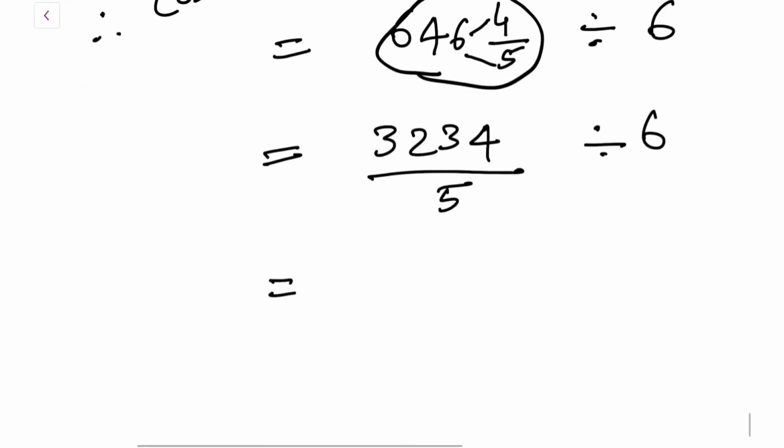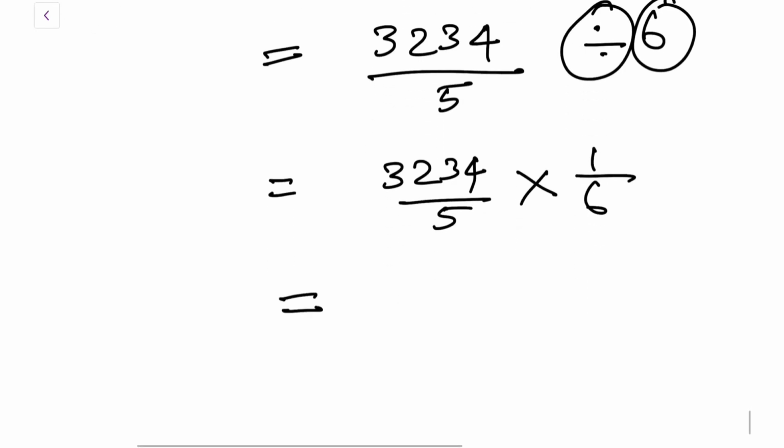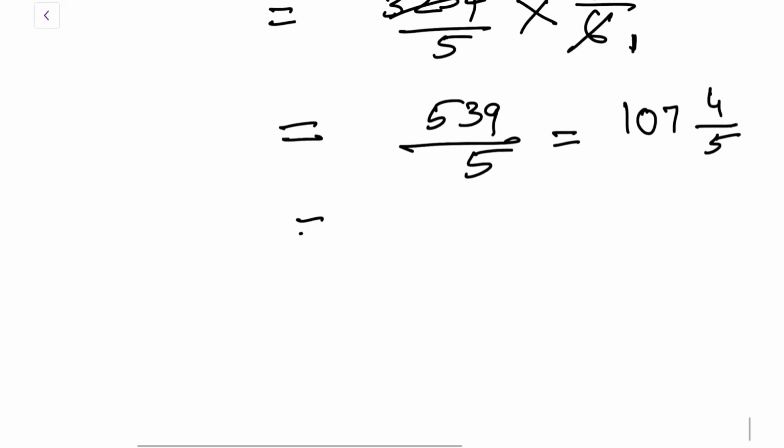Alright. So 3234 divided by 5. Division can be changed into multiplication and take the reciprocal of 6, which is 1 by 6. Okay. This becomes, if you do this, 6 ones are 6, 539. That becomes 539 divided by 5. If you do it as a mixed fraction, it will become 107 4 by 5. Okay. Now, 4 by 5 can also be written as 107.80. Okay.